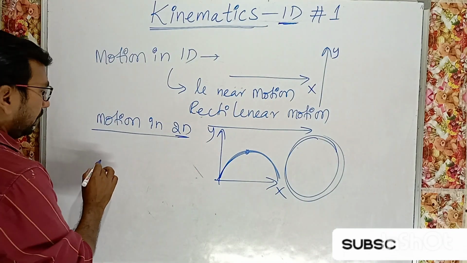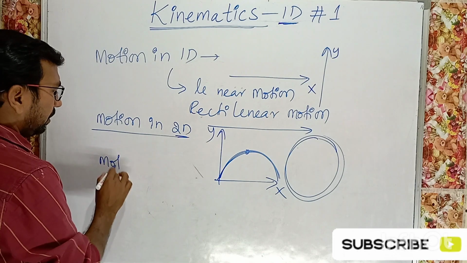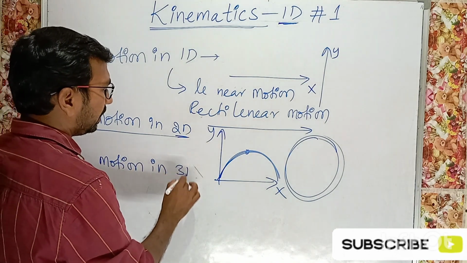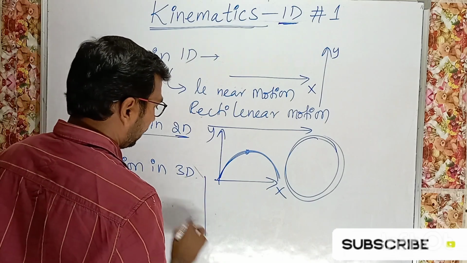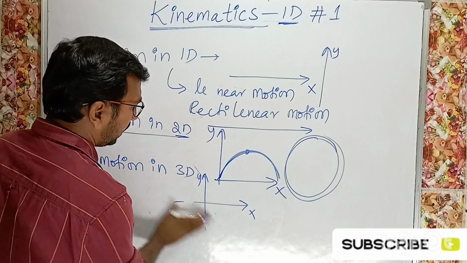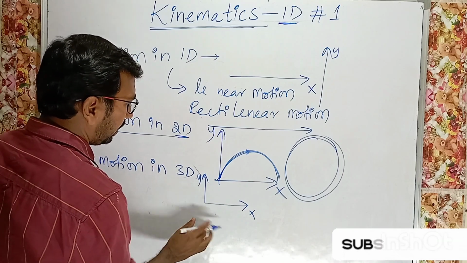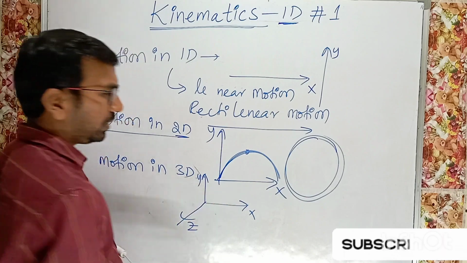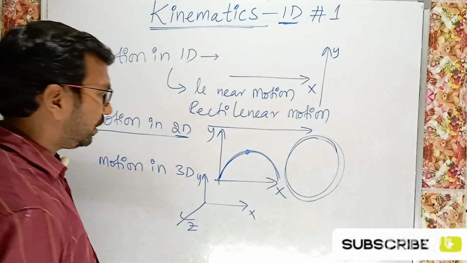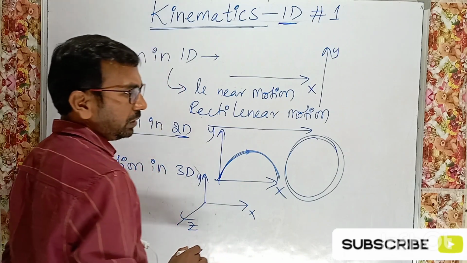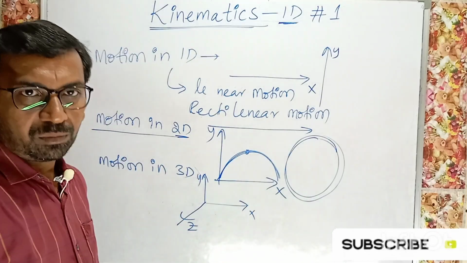If three coordinates are required, that is called what? Three-dimensional motion. X, y and z coordinates. If three coordinates are required, then that motion is called three-dimensional motion. Example, a body moves in space.